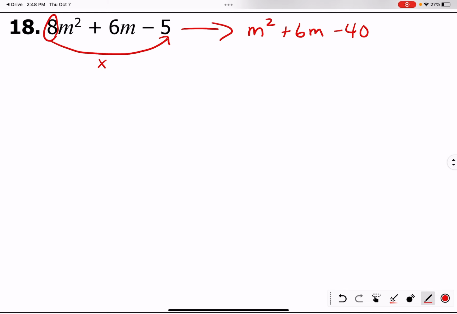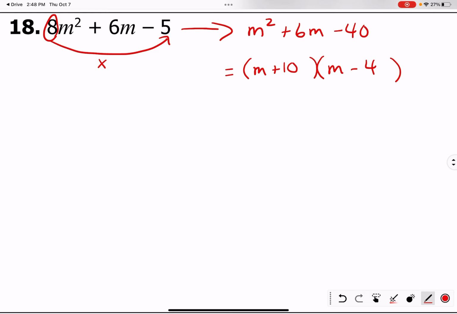So we take the original trinomial and turn it into a basic one. That's the idea, and we do that because now we know how to handle this. What we can do is find two numbers that multiply to negative 40 and add up to 6. The two numbers that would do that for us would be, I think, positive 10 and negative 4.